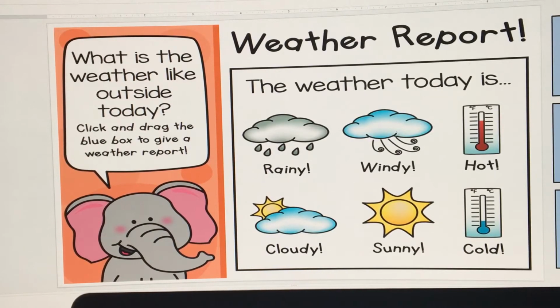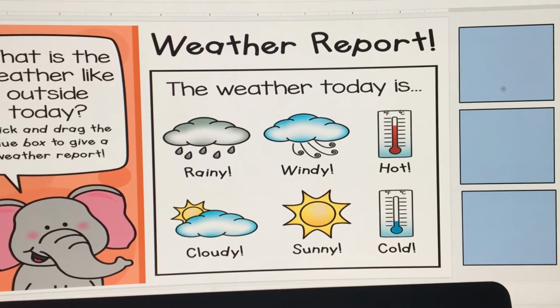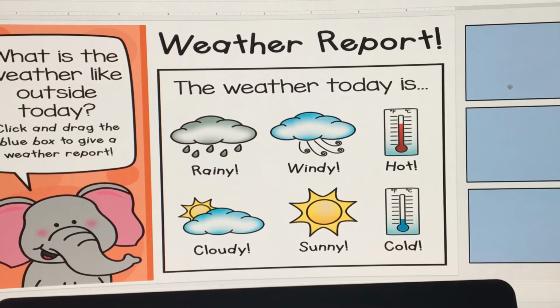You are going to use your mouse. This is Mrs. Smith's mouse spinning all around. And you are going to grab one of the blue boxes, and you're going to answer the question, what is the weather like outside today? You will click and drag the blue box over the temperature. You're going to have to decide, is it hot or cold? I was outside a little bit ago and it's still cold for Mrs. Smith.